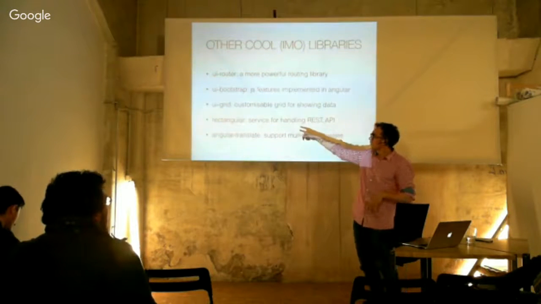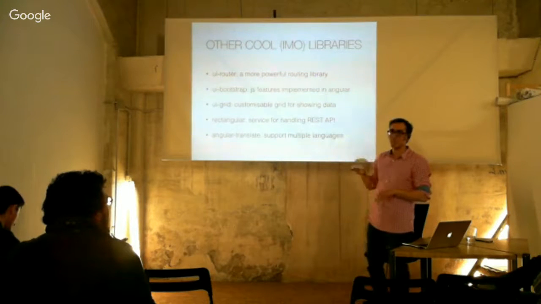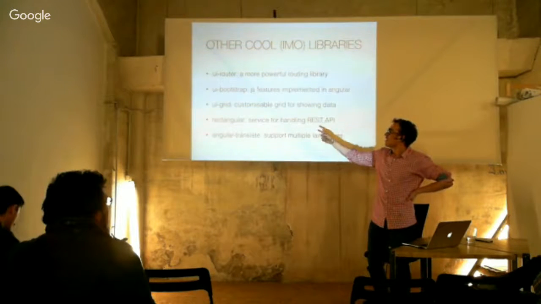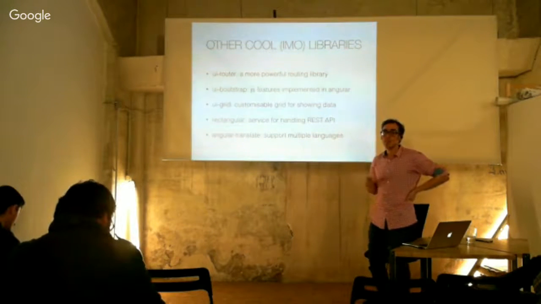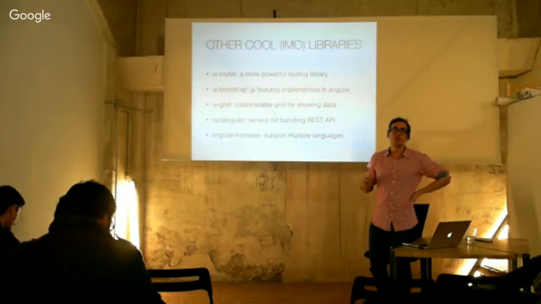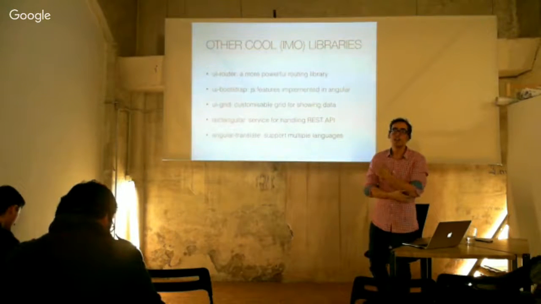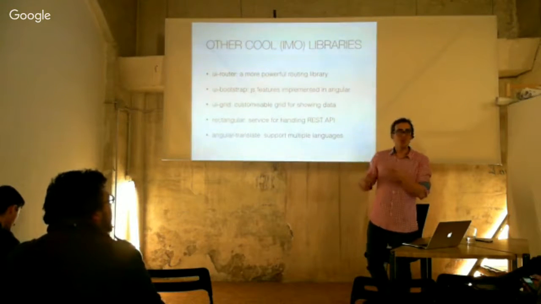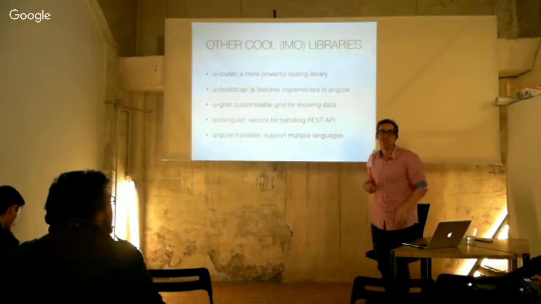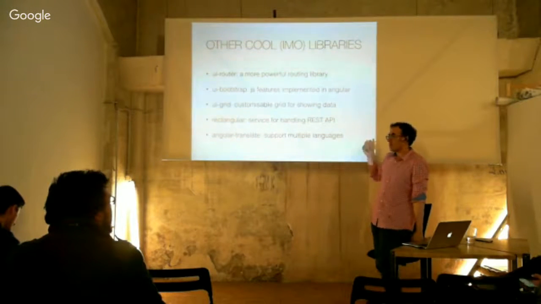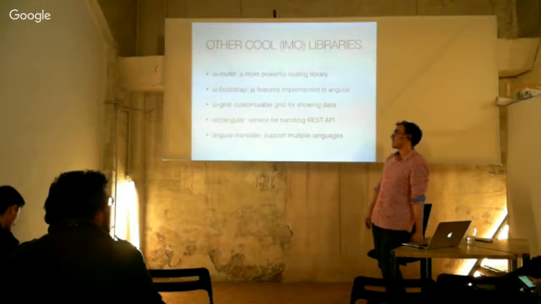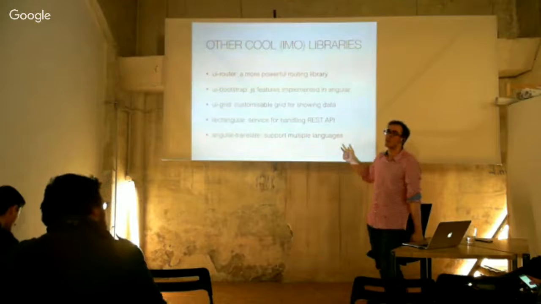This says rectangular, but it's actually Restangular. Probably the autocorrect. Screw that. Restangular is a service for handling REST APIs. If you're dealing a lot with REST APIs or even multiple REST APIs, Restangular makes it very, very easy to make requests and subsequent requests with the objects that you get back. Basically, if your application does a lot of requests, consider having a look at this. And Angular Translate is also very cool if you need your application to be in multiple languages.